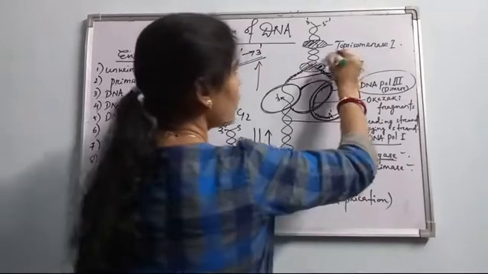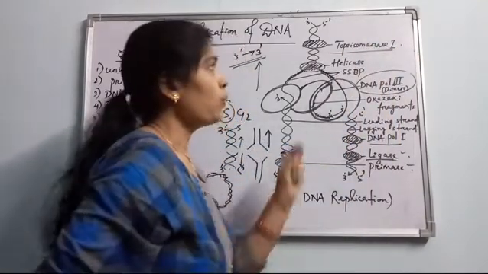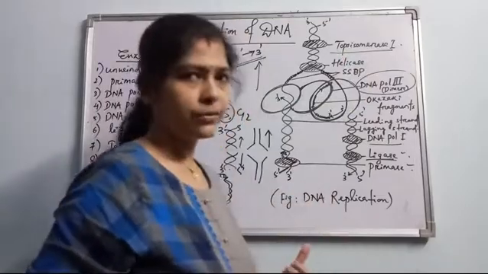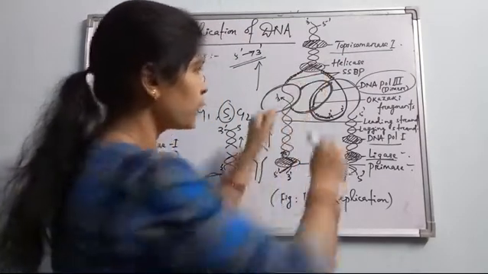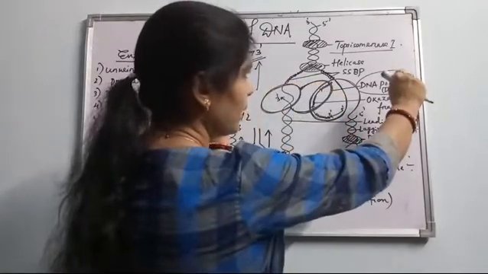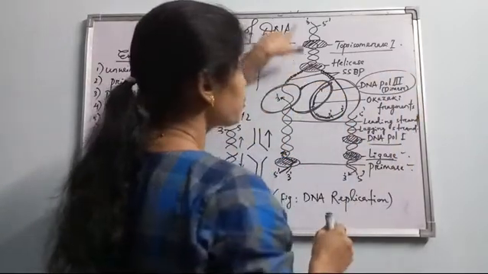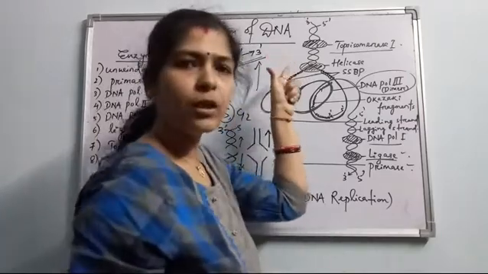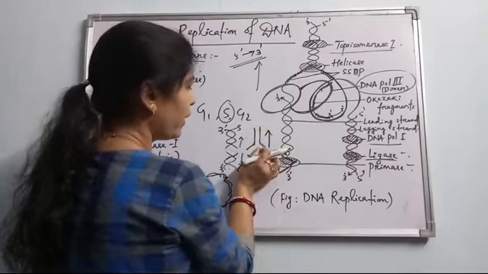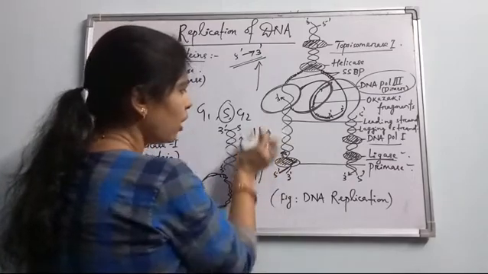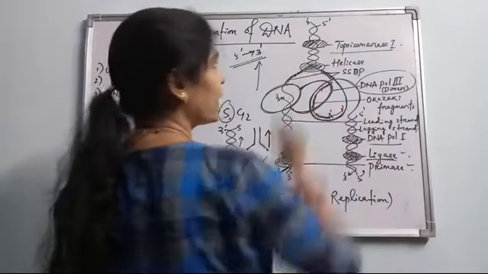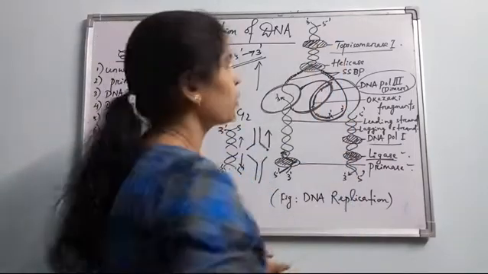Then topoisomerase 1. What is the role? Topoisomerase 1 is an enzyme which cancels the positive supercoiling of DNA double strand. These are the two strands of the DNA which are unwound at a time. Then there occurs positive supercoiling ahead of the replication fork. This is the replication fork here, and where it opens suddenly, ahead of the replication fork there occurs positive supercoiling. This positive supercoiling is cancelled by topoisomerase 1.